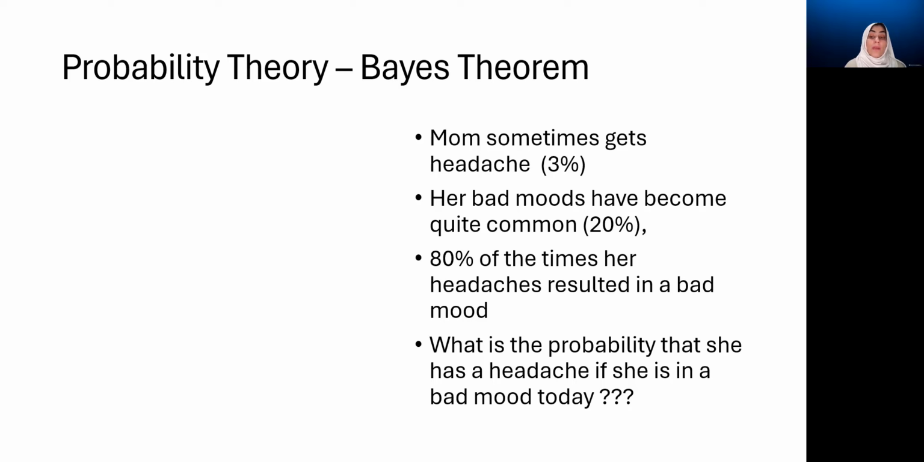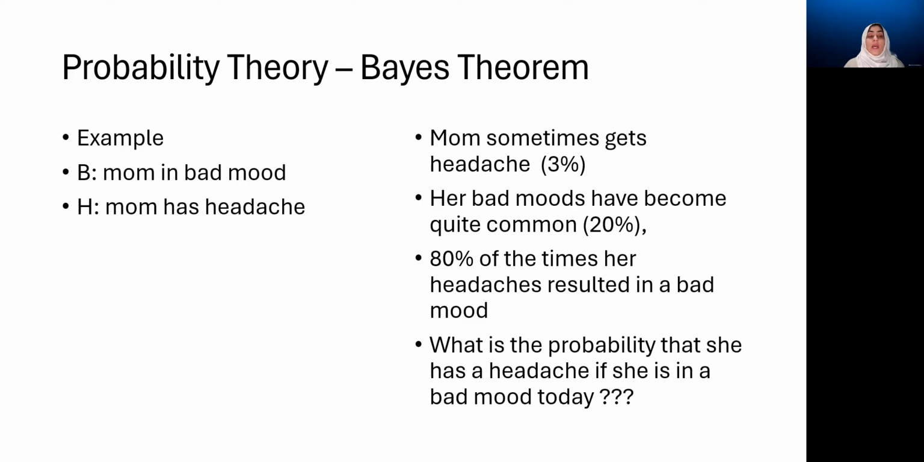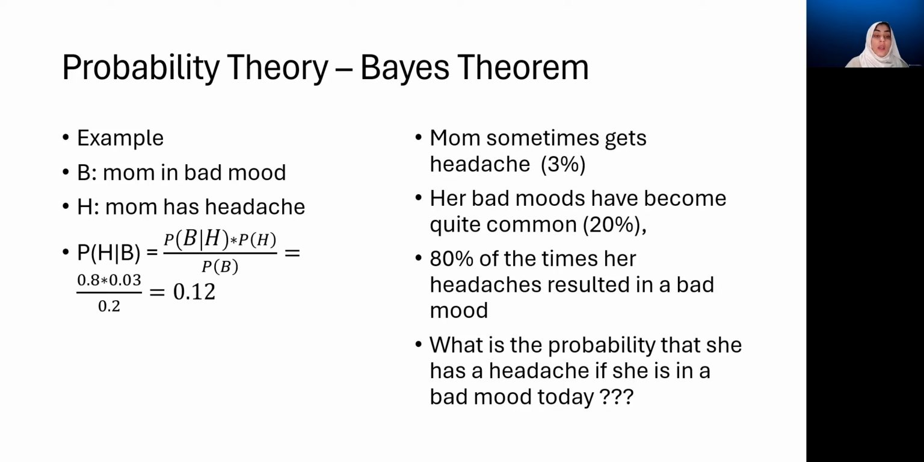Now, we need to find the probability that she has a headache if we know that she is in a bad mood today. So you just need to find out the probability that she is having a headache so that you may try to soothe her. So here we define B as the event that mom is in a bad mood and H as the event that she has a headache. And now we use the Bayes theorem to find the posterior probability of her having a headache if she is in a bad mood today.